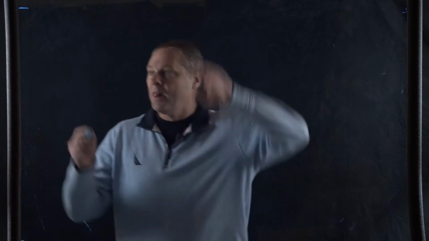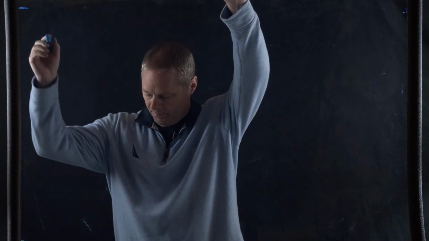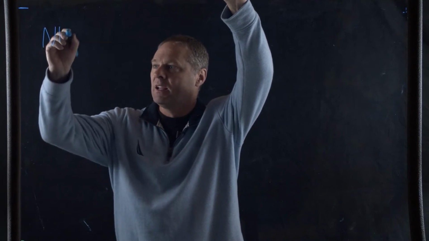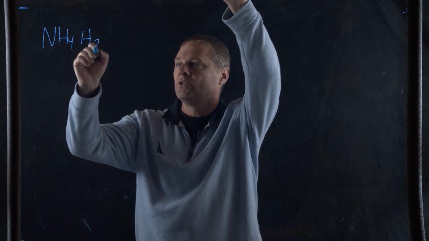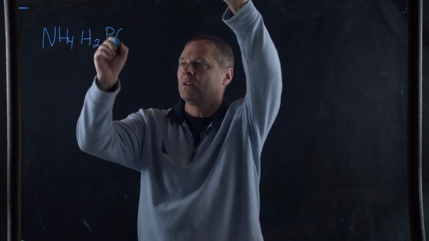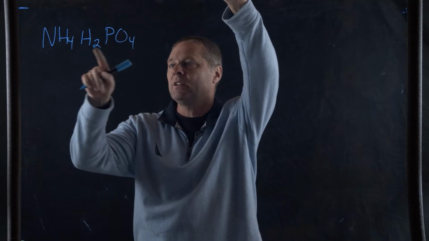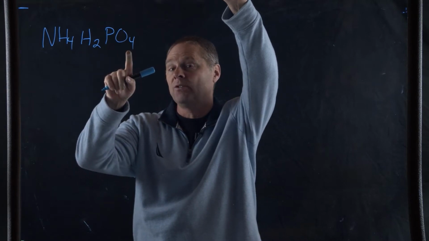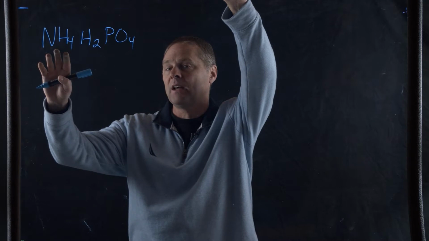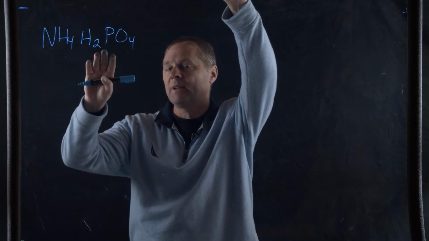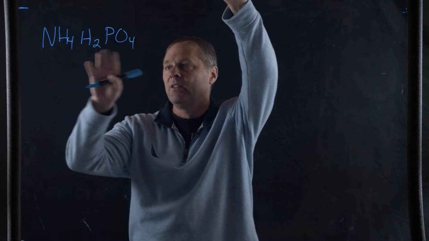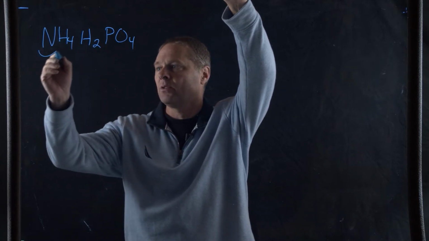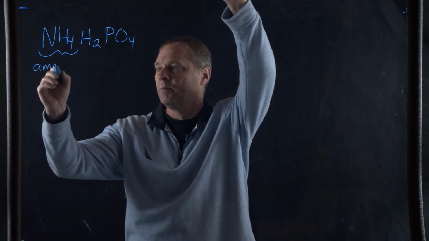So first of all, we have ammonium dihydrogen phosphate. If we're going to write that out, ammonium is going to be NH4. Dihydrogen means we have 2 hydrogens, and then the phosphate. This happens to be a polyatomic anion, dihydrogen phosphate, and this happens to be a polyatomic cation. The cation has a charge of +1, and the anion has a charge of -1. So this is ammonium.